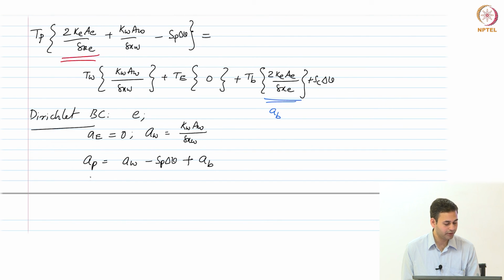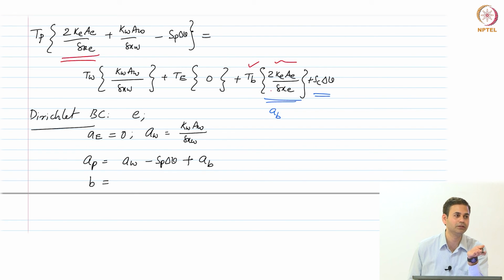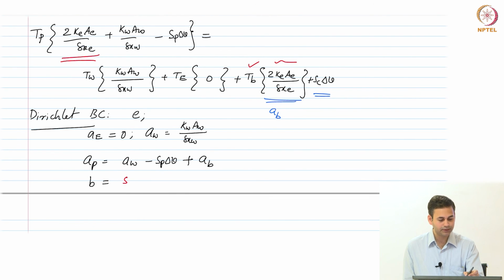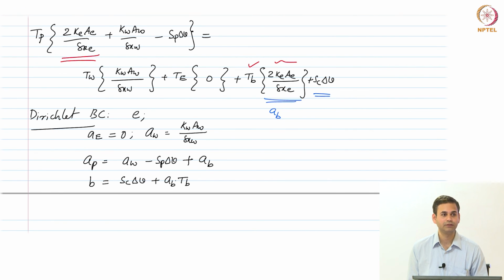What about the value for B? Now Sc delta V was B till now. What about Tb? Is Tb known? Tb is known, right? What about this coefficient? Is it known? So where will this guy go, as an unknown or known? This will be an unknown. So where should this be put? As part of B, right? So B would be Sc delta V, that is what we had till now, plus what else? AB times Tb, right? AB times Tb.